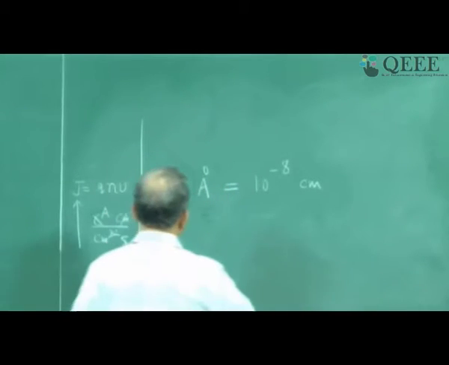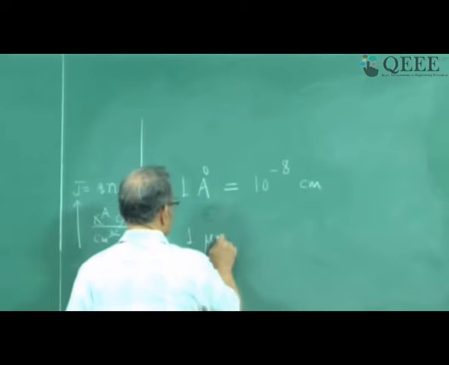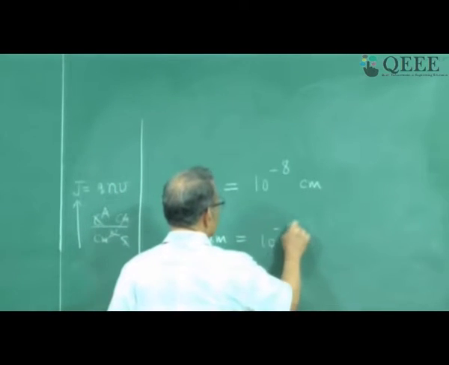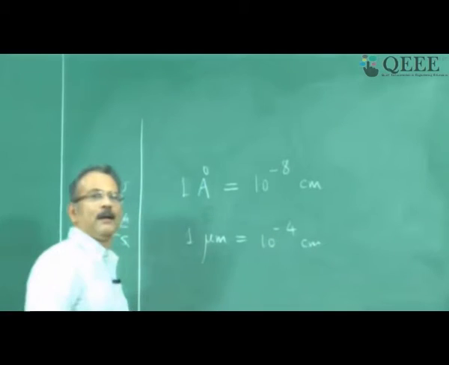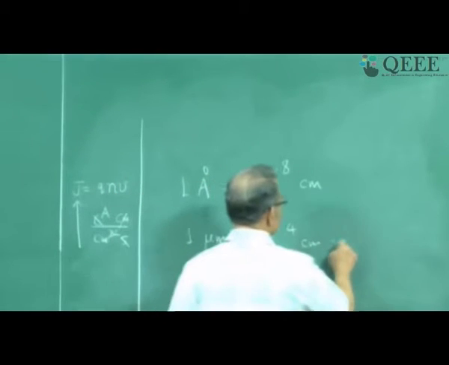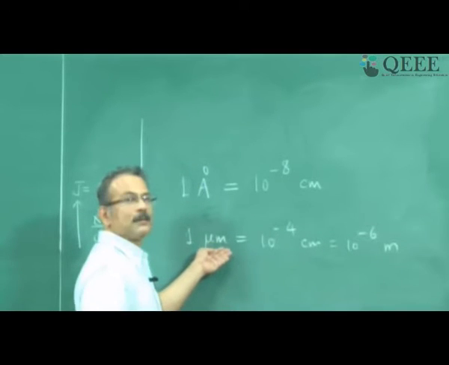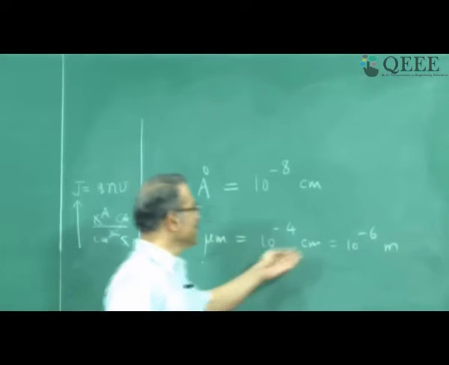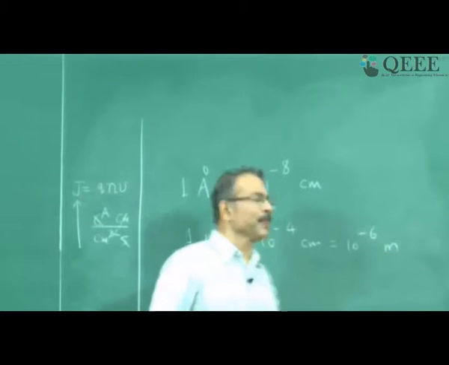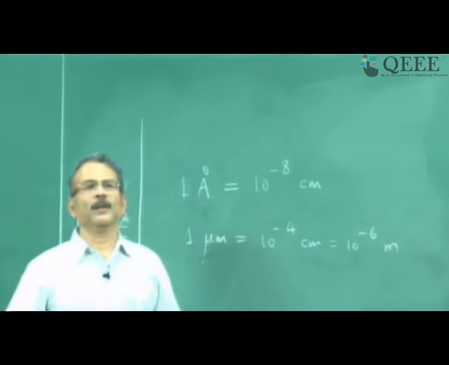Let's take the dimension micron. 1 micron is 10 power minus 4 centimeters, or 10 power minus 6 meters. Micron is micrometer. Micro means 10 power minus 6, so 10 power minus 6 meters. Now, how much is a micron?